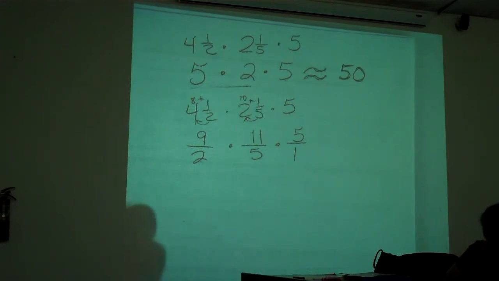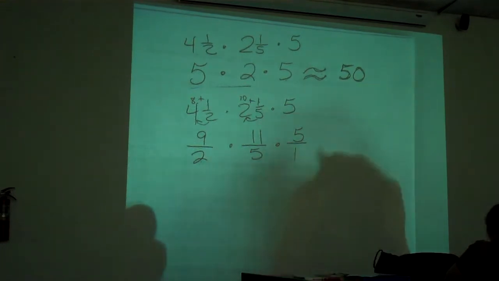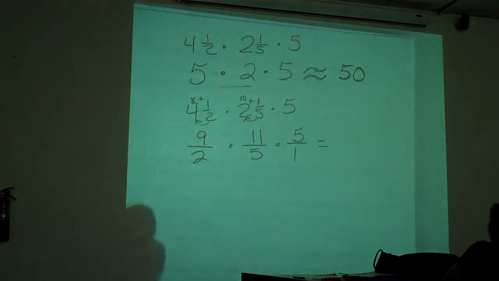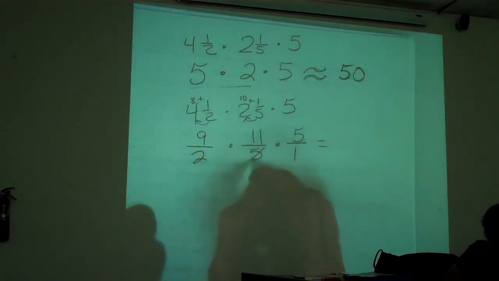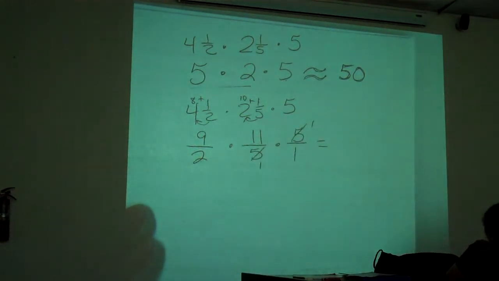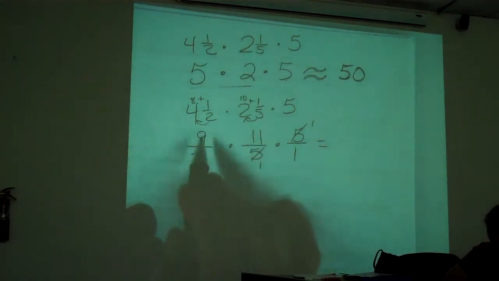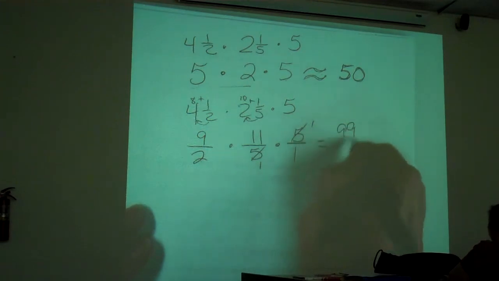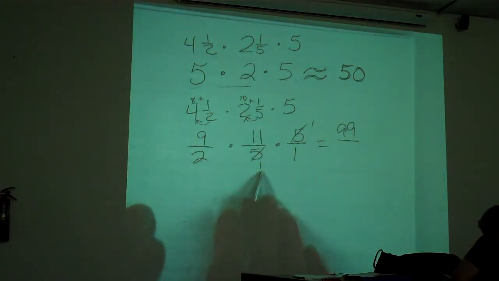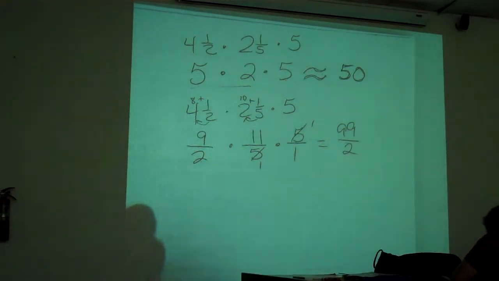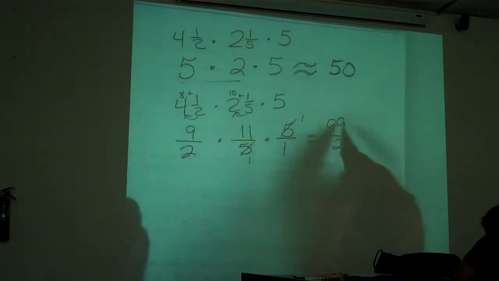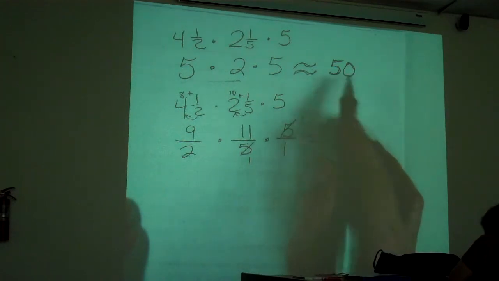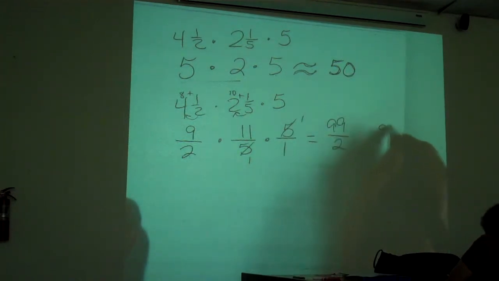What can we do? We could divide by 5. 5 divided by 5 is 1. Now it won't be so bad: 9 times 11. We didn't have to do 99 times 5. 9 times 11 is 99. 2 times 1 is 2. So it's almost 100 divided by 2, which is 50. So we're pretty close there. 99 divided by 2.